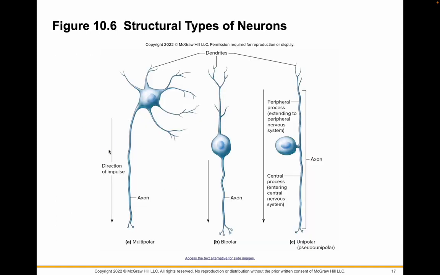Let's look at a picture of them. So here is your multipolar. So off the cell body, 1, 2, 3, 4, 5, 6 extensions coming off there. Bipolar, just 1, 2 extensions. So one dendrite, one axon. And then here is the unipolar. It's just one extension and then it branches.